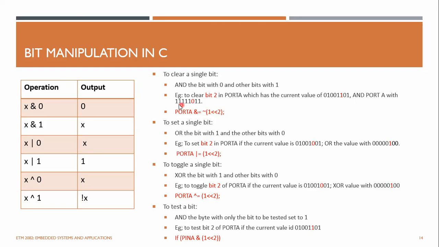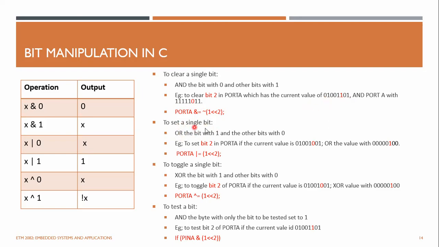and all the other bits will be 1, and you take the AND operation. So the output will be something like 0, 1, 0, 0, 1, 0, 1, 0, right? So that bit becomes 0.